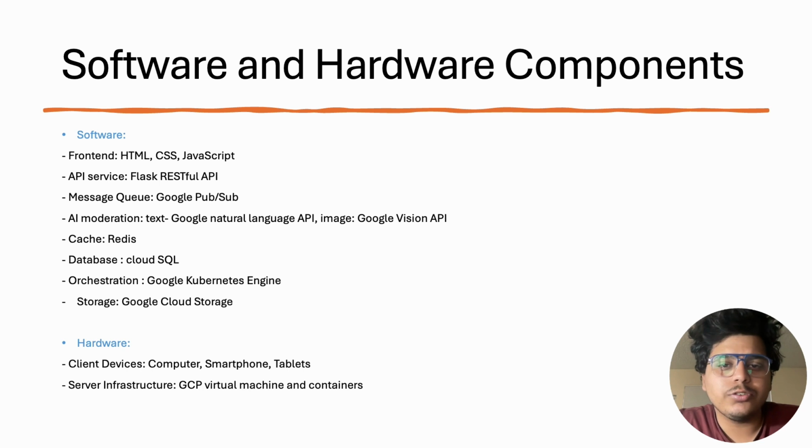The system relies on several software and hardware components to function effectively. On the software side, we use a Flask RESTful API to handle requests, Google Pub/Sub as a message queue, and AI tools like Google Natural Language API and Vision API for moderation tasks. Cloud SQL stores moderation logs for audits. For orchestration and scaling, we use Google Kubernetes Engine. On the hardware side, client devices like computers and phones interact with our server infrastructure hosted on GCP virtual machines and containers.